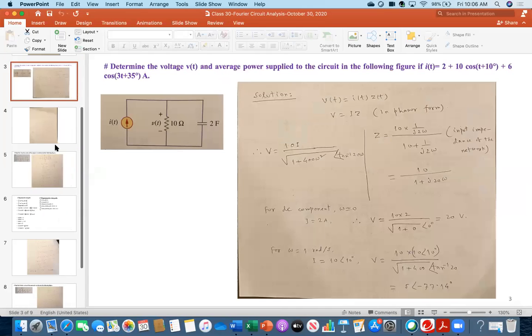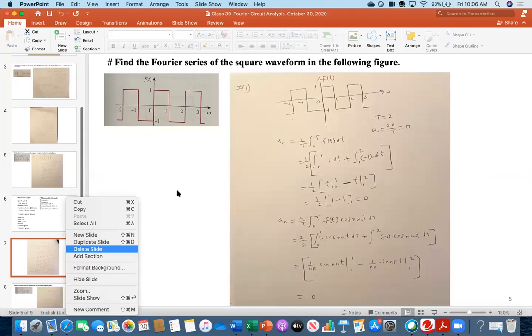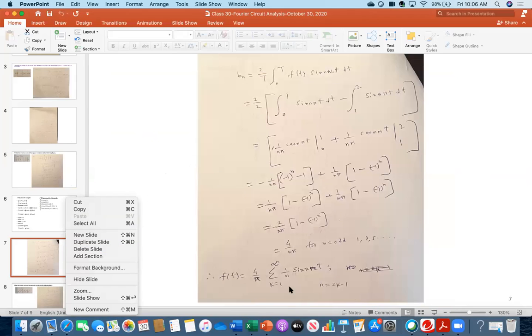And then after that, I have just a sample. If this is the function, it looks like rectangular or square, whatever you say. Find the Fourier series of the square waveform in the following figure. I think you can do that. This is simply Fourier expansion. Find out the A0 value, the AN value, and the BN value. I did it here. This is the result, and you see that you are getting it.